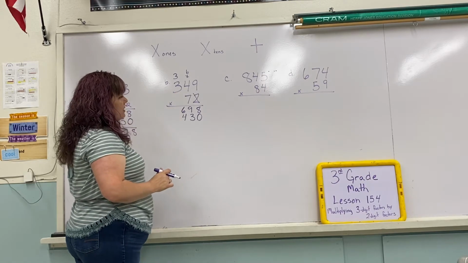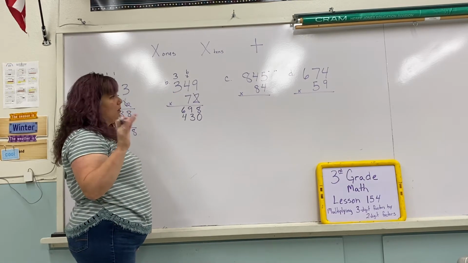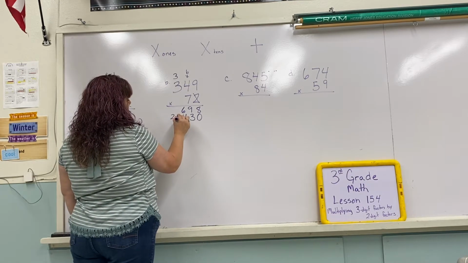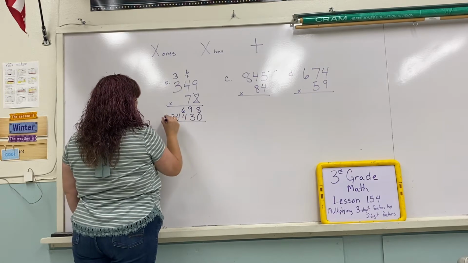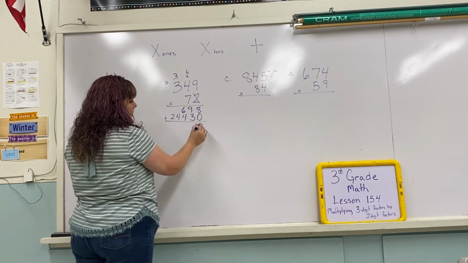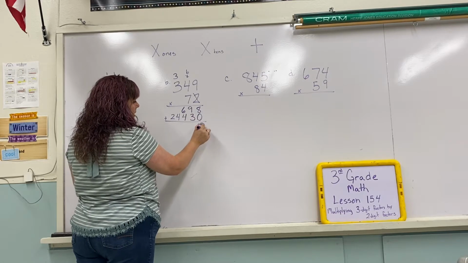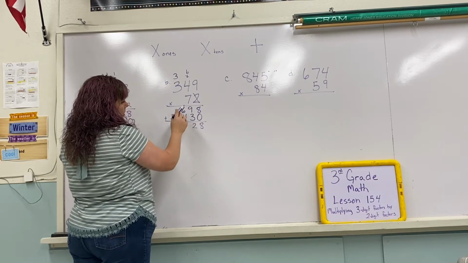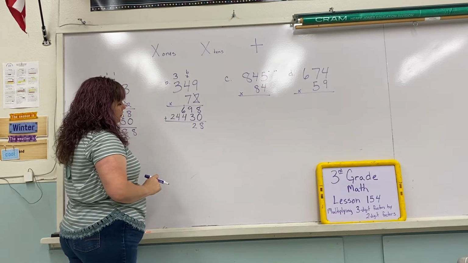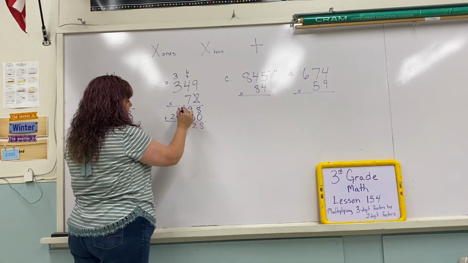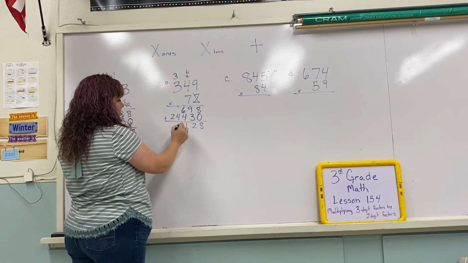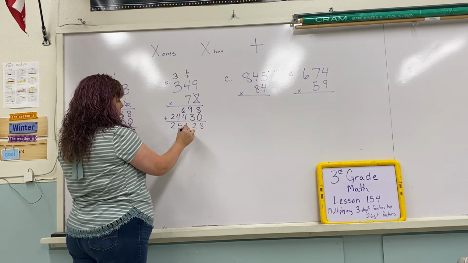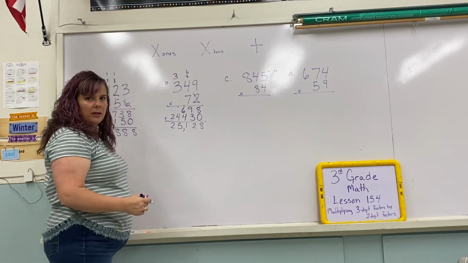3 times 7 is 21, plus this 3 up here, 24. Okay, now we're going to add. 8 plus 0 is 8. 9 plus 3 is 12. 1 plus 6 plus 4 is 11. 1 plus 4 is 5. Nothing plus 2 is 2. 1, 2, 3. Woo! We got a bigger number this time.